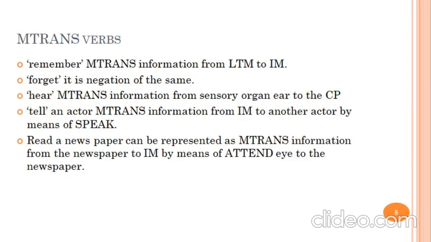The verbs in consideration with M-trans are remember: M-trans information from long-term memory to immediate memory. Forget is negating something. Here, M-trans information from sensory organs such as the ear to CP. Tell: an actor M-trans information from IM to another actor by means of speak. Read: a newspaper can be represented as M-trans information from the newspaper to IM by means of attend as to the newspaper.